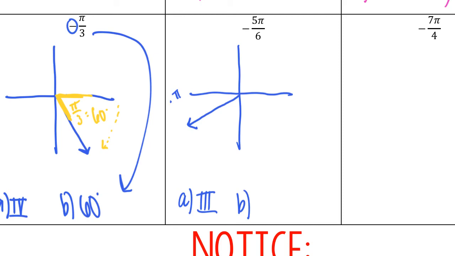Now we're asking ourselves, if this is negative 5 pi over 6, and this is negative pi, which is just the same thing as negative 6 pi over 6, how far apart are those two things? Well, they're just pi over 6 apart from each other. Remember, pi over 6 is the same thing as 30 degrees. So our reference angle here would be 30 degrees.